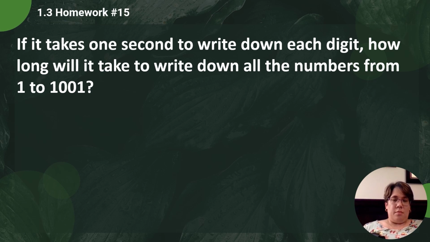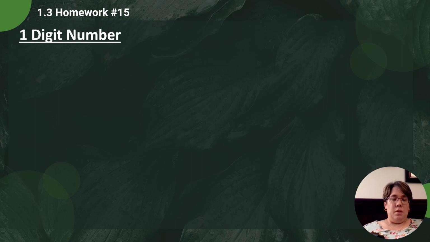All right, so we're going to start out with the single digits. So when we look at our one-digit numbers, that's going to be the numbers 1 through 9. And so if 1 second for each digit, that's just going to be 9 seconds total.